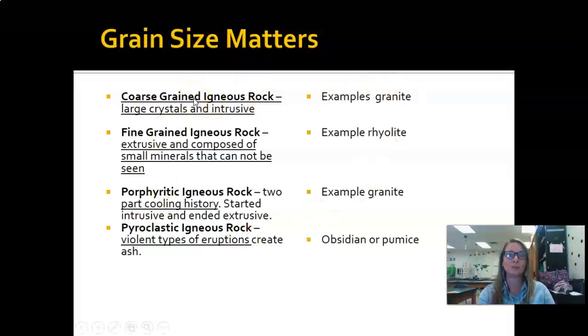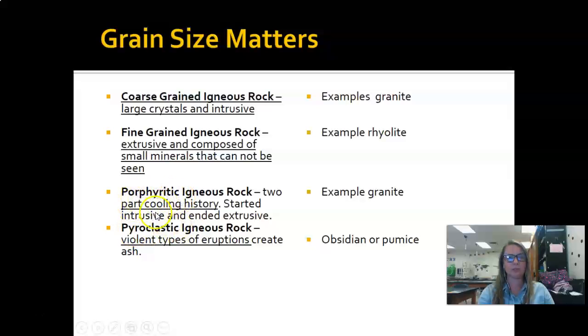Once you get from very coarse grain intrusive, we can jump down to still intrusive, but much more of a finer grain, which means that it cooled a little bit faster. So intrusive and composed of smaller minerals that sometimes cannot be seen. We'll look at examples of this, but one is a rhyolite. There's also a rock called diorite that I think looks like a Dalmatian that is very similar to this fine grain. Then, these are our two extrusive grain sizes: porphyritic and pyroclastic.